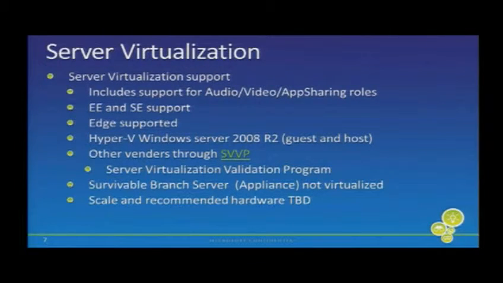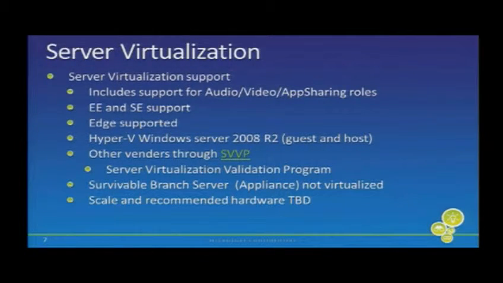Basically, the SVVP you can think of as the hardware compatibility list for virtualization hypervisors. So when a vendor enters SVVP, we establish a support channel and legal framework with them. We're then able to escalate any issues. We run an exhaustive set of tests against that vendor's hypervisor kernel. Once they pass, we know we can run our applications on top of that without having any issues.